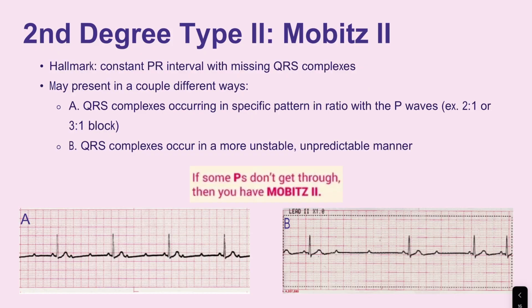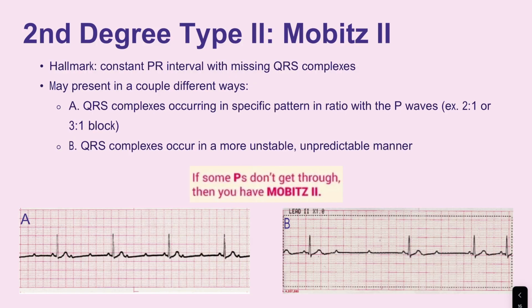Second degree type 2 is Mobitz 2, and sometimes Wenckebach is also called Mobitz 1. It's like the valves of a heart. Everything has 3 names, and unfortunately, you gotta know them all. But here we are. C'est la vie.